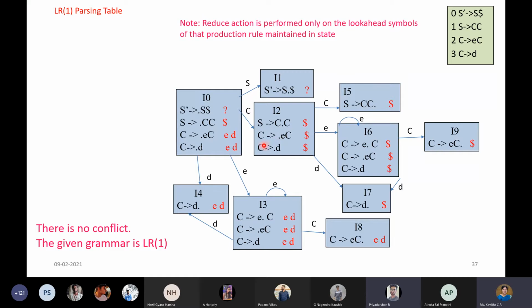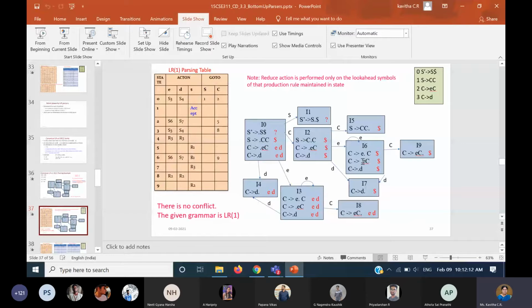Okay, I2, what is your doubt? This dot E you are saying, is it? Okay, in I6 I agree. I have to edit that. Okay, I will edit that. This is what you are saying, is it? No, that is correct. That is correct only.